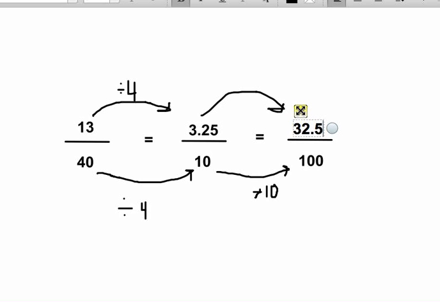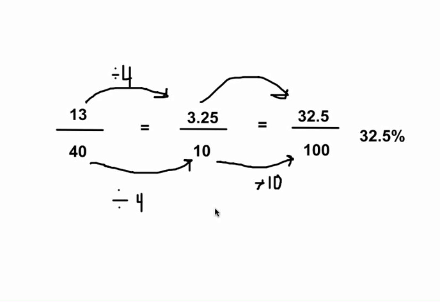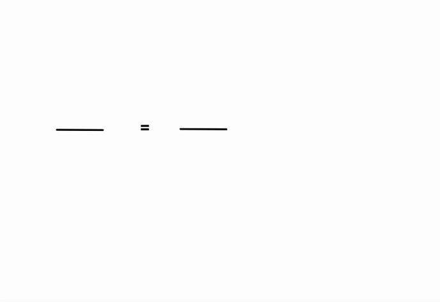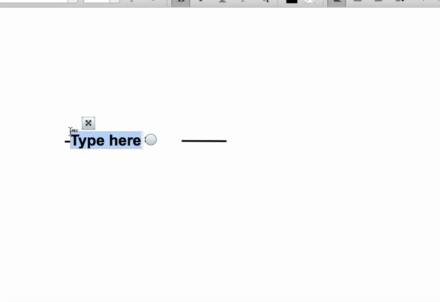And this looks funny when we're saying 32.5 100ths. We wouldn't want a decimal in our fraction, but when we call that 32.5%, that's an acceptable form. So 13/40 is 32.5%. Now there's another pathway you could have done to solve the same problem, and I'm just going to rewrite it. 13/40.